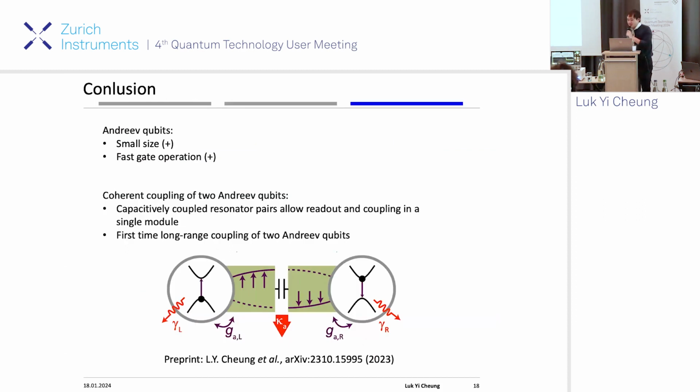So the last slide, that's the conclusion slide. Two take-home messages I want to give you about the Andreev qubit are, first, the qubit is small, as you have already seen multiple times now, and also the gate operations on the Andreev qubits can be very fast because there we are not limited by the anharmonicity of the transmon. We realized, for the first time, the long range coupling of the Andreev qubits.